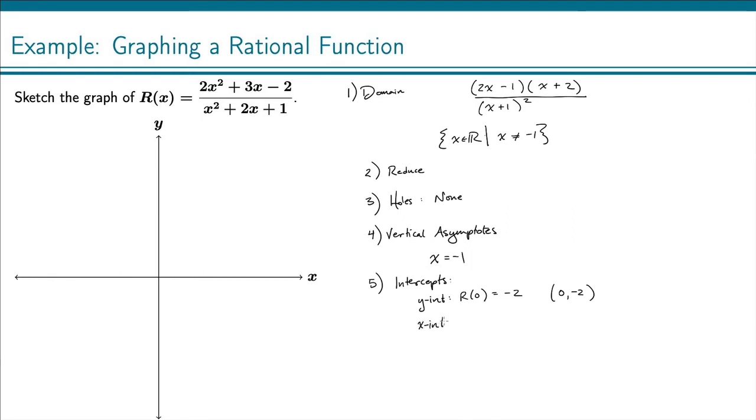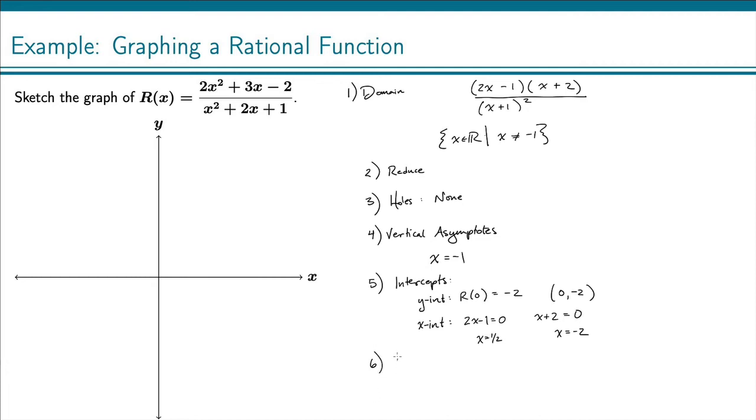For x-intercepts, we set the numerator equal to 0, and this is where we're going to use the factored form. So we set 2x minus 1 equal to 0, and we set x plus 2 equal to 0. That gives us x equals 1/2 and x equals negative 2. Those are the two x values for our x-intercepts.